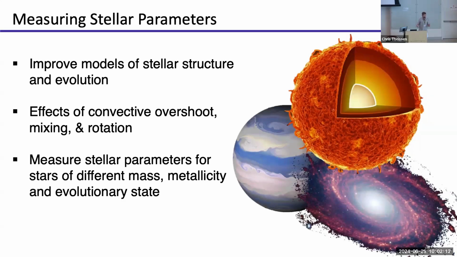And there are a number of physical processes in stars. We've heard about them already this week, like convective overshoot and mixing and rotation that affect the observed properties of stars. And it's important that we make direct comparisons between observations and these stellar models. We need to measure fundamental stellar parameters, namely the mass and the radius, across the Hertzsprung-Russell diagram for stars of different evolutionary state, metallicity, etc.